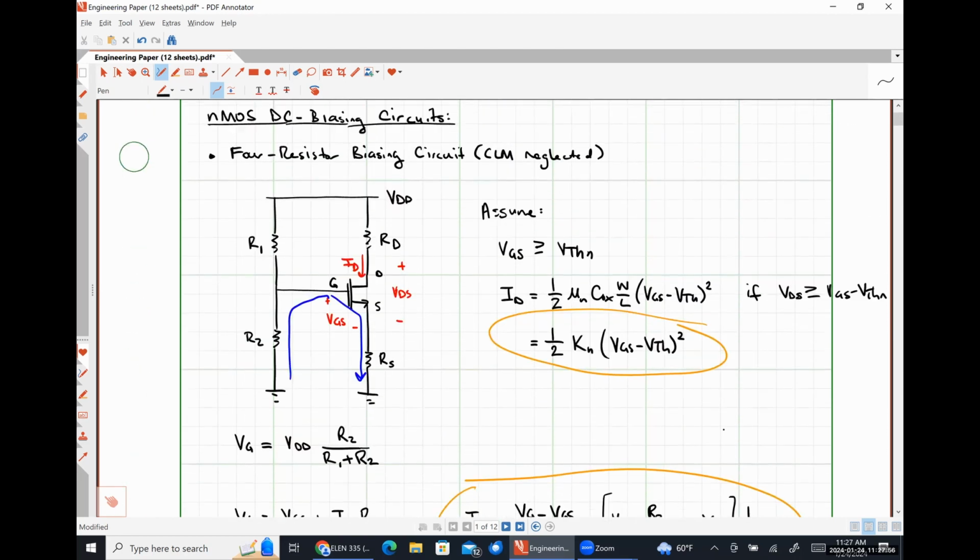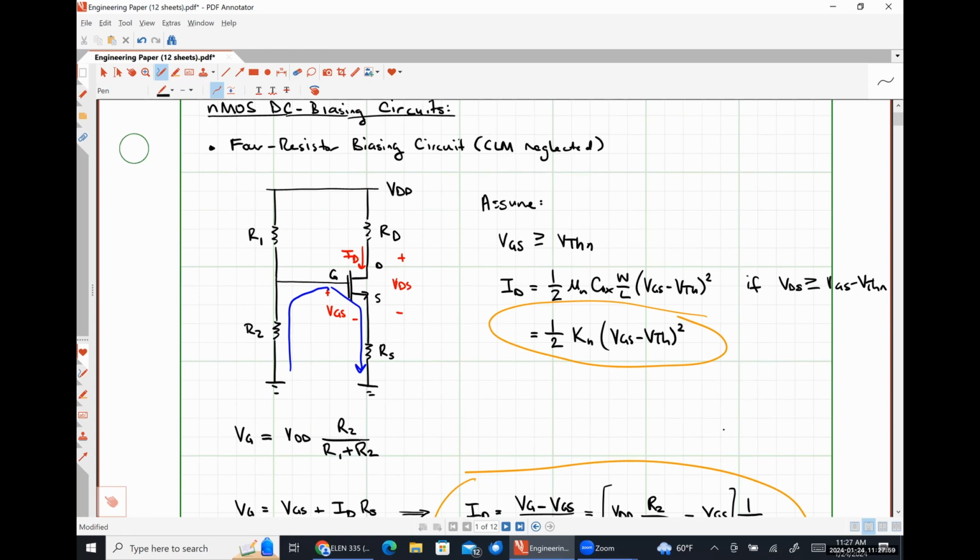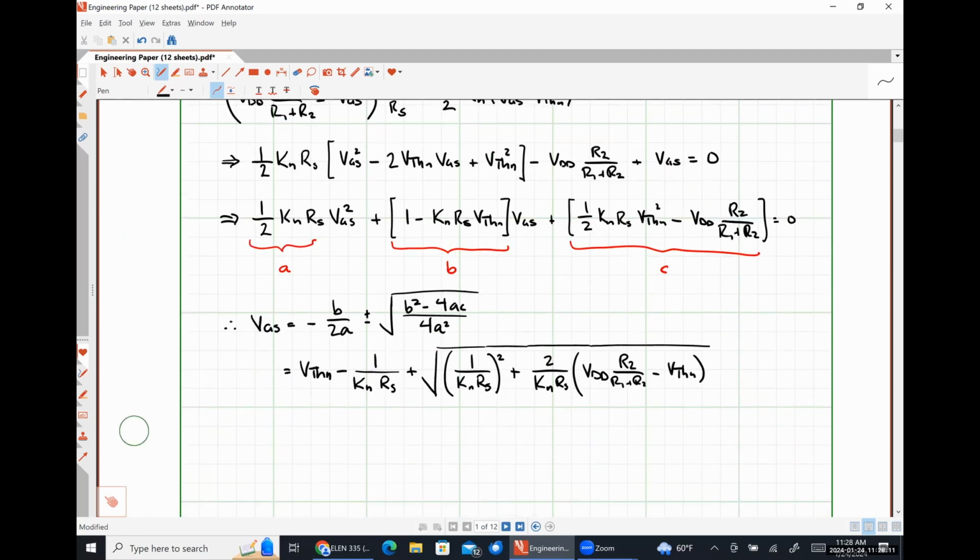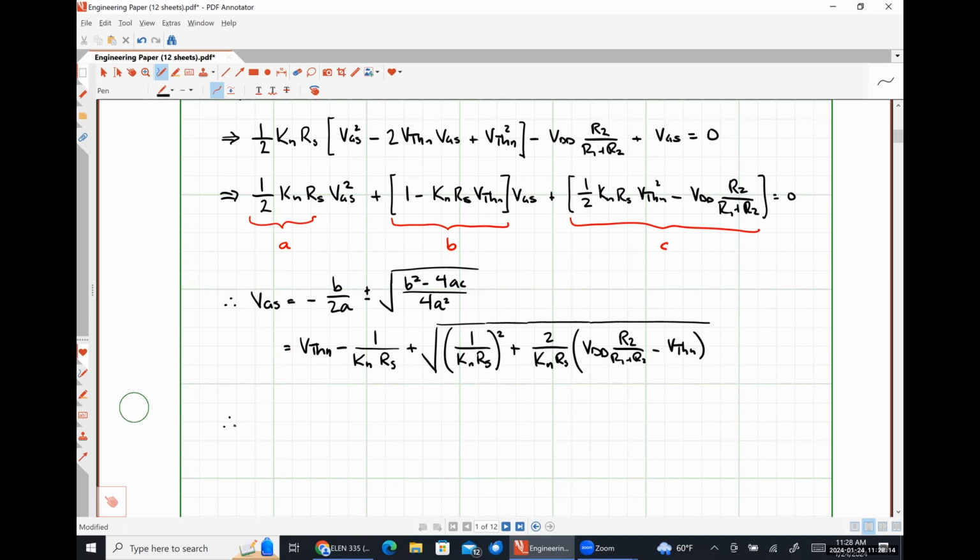All right, so how are we going to solve for VDS? Kirchhoff's voltage law down the right-hand side. So VDS will be equal to VDD minus RS plus RD times ID. So VDS is already in terms of things that we know once we've solved for VGS.